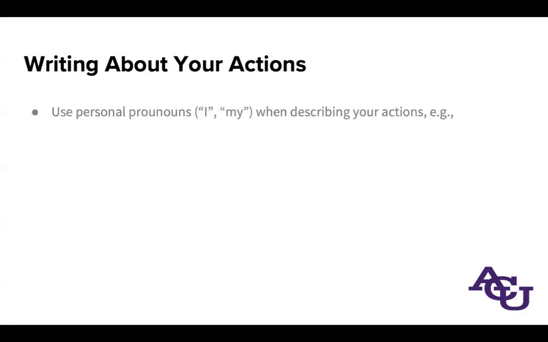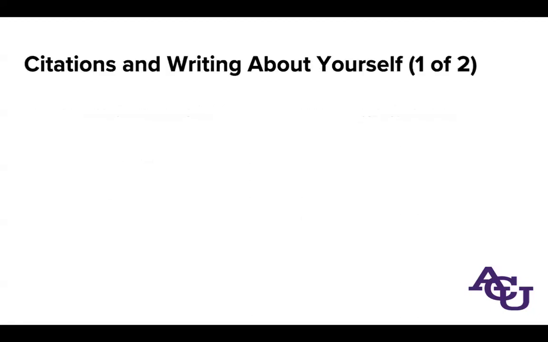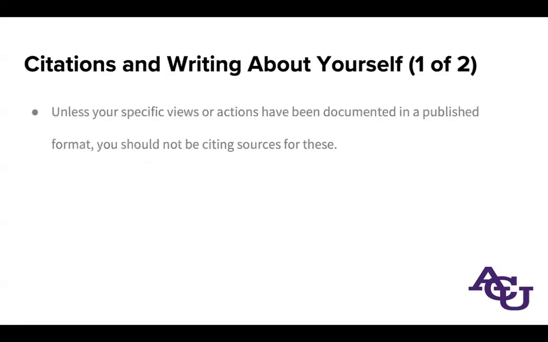Also, when you're writing about your actions, you can use personal pronouns to say things like, oh, I am currently working on, I am currently processing, I plan to, I am no longer interested in this. I have asked two coworkers to be accountability partners. And when you are writing about yourself, unless it so happens that your specific views or actions have been documented in published format, you shouldn't be citing sources for these.